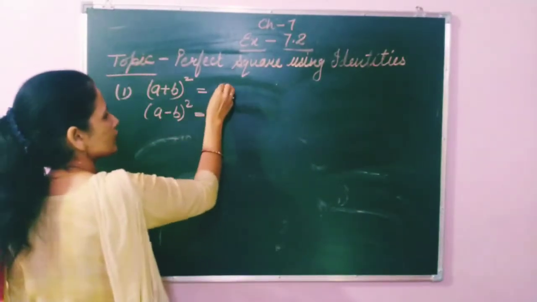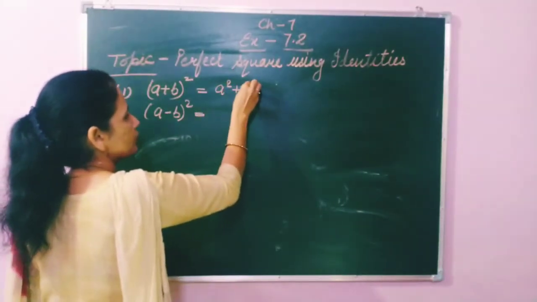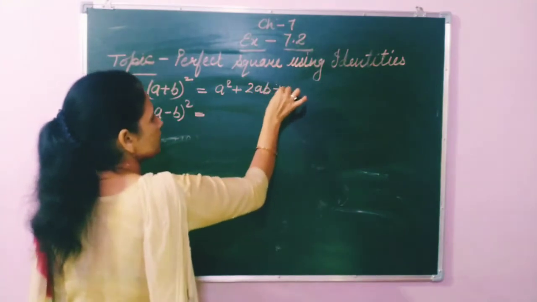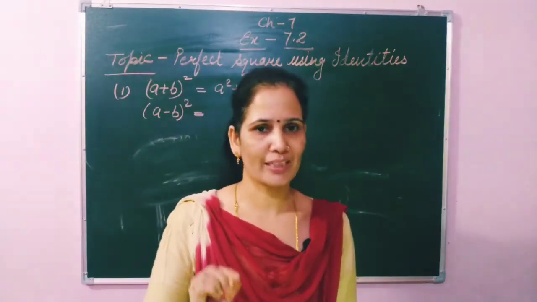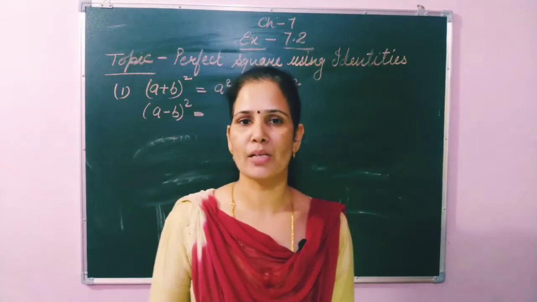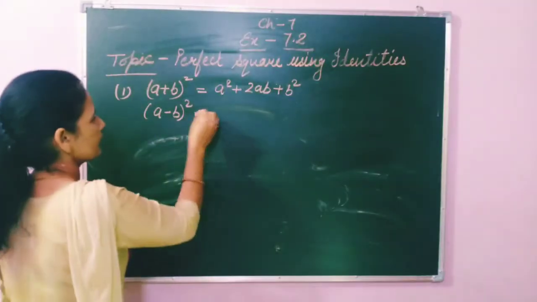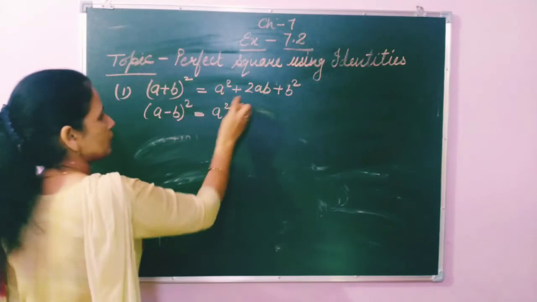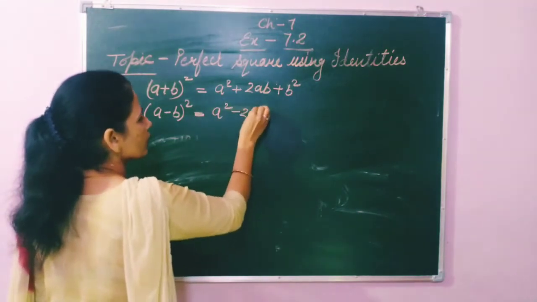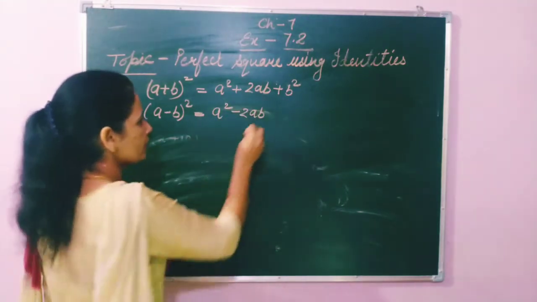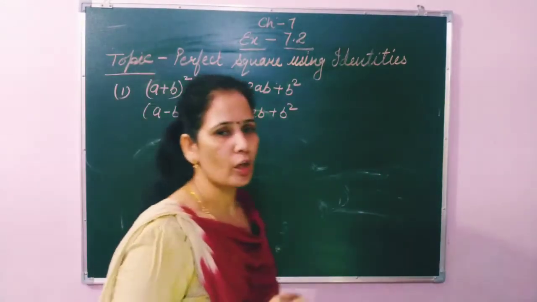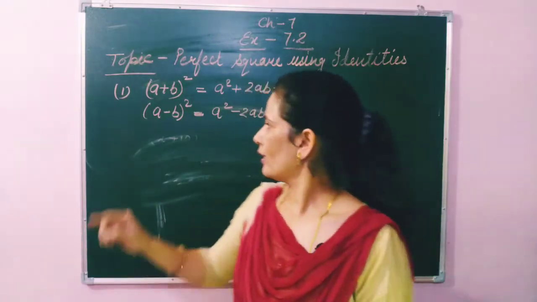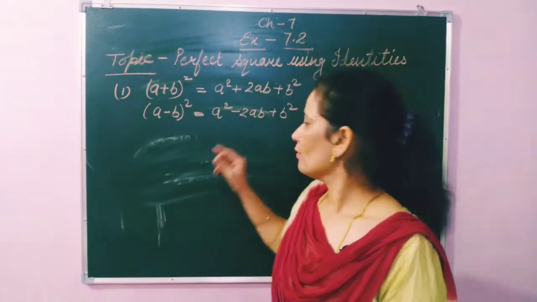(a plus b) whole square means a square plus 2ab plus b square. So this is the expanded form of the first identity. Now the second identity, how to open this one? It is a square, but instead of plus 2ab it will be minus 2ab, and then plus b square. By following this expanded form, we will observe whether the expression fully satisfies the identity or not. Then we will make the factor.